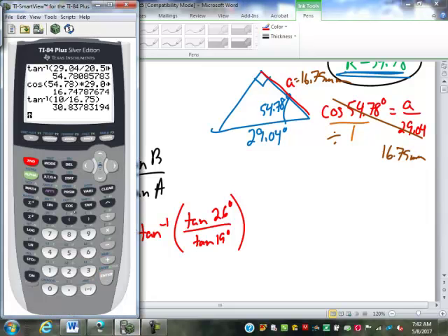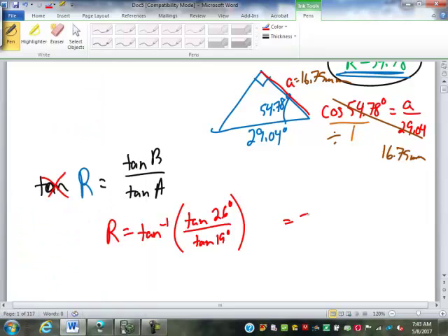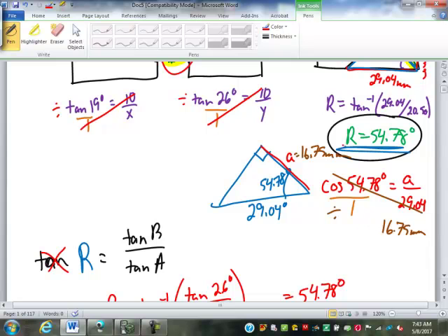So second tangent, 26, make sure I close that parentheses, divided by the tangent of 19, and I have to close the parentheses twice, I get 54.78 degrees, which is exactly what we got up here.